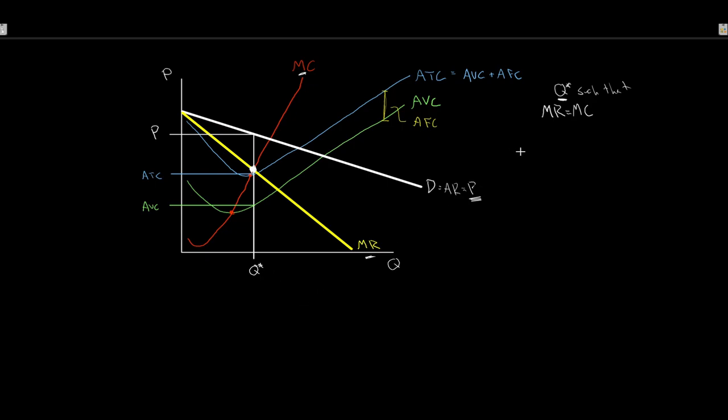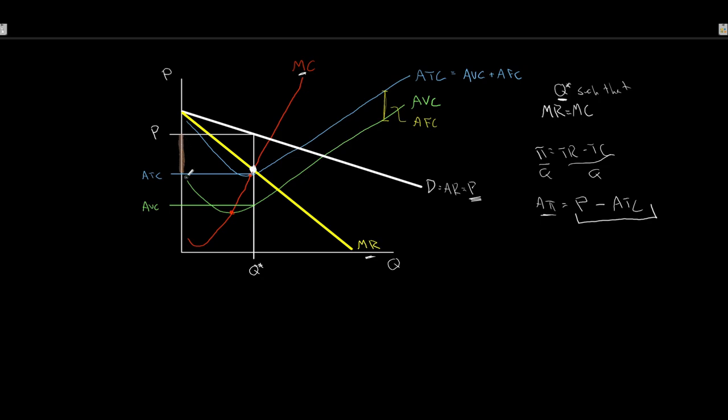To work out my profit, keep in mind, profit is total revenue minus total cost. We don't have any totals anywhere in here. We have averages. So we can just take the average of everything, dividing everything by Q. Well, profit over Q is average profit, profit per unit. Total revenue over Q is average revenue, which is just equal to the price. Total cost over Q is my average total cost. So my profit per unit is just equal to price minus average total cost. That is this distance right here.